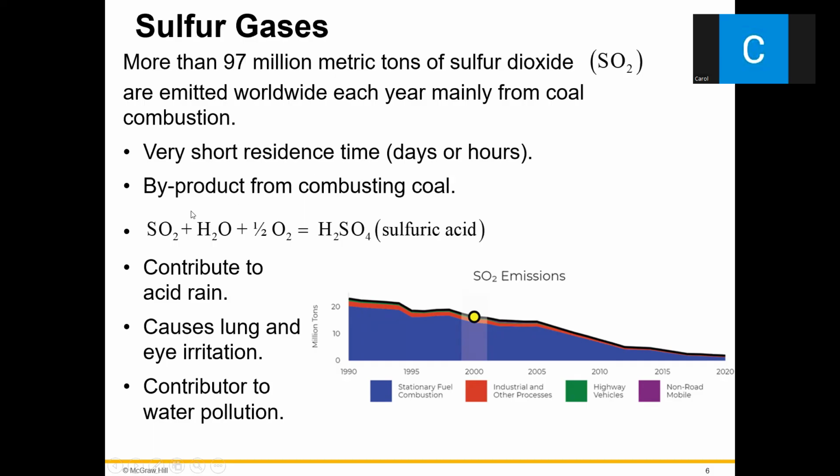Very short residence time. And it forms sulfuric acid when it's mixed with water, which is like the major contribution to acid rain. And it can cause lung irritation, eye irritation, and then, because it becomes sulfuric acid and acid rain, it can contribute to water pollution and lower the pH of your lakes and things. It hurts fish and whatnot there. In all life, I suppose, trees, everything.